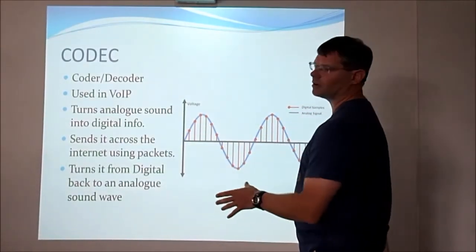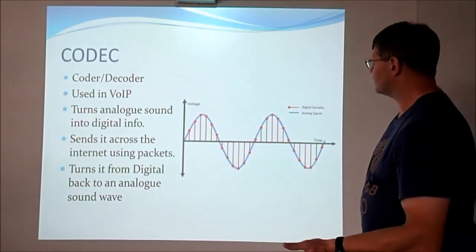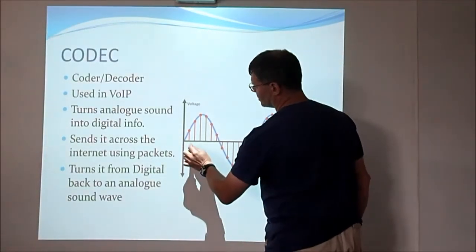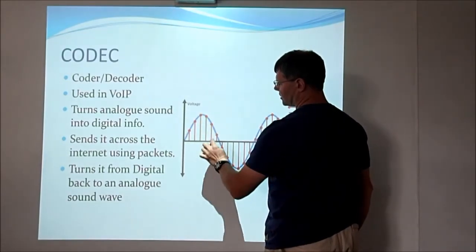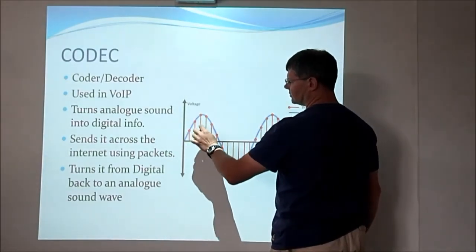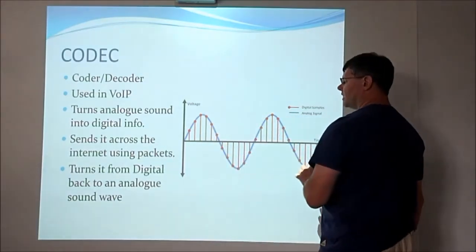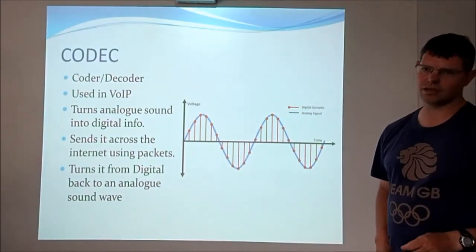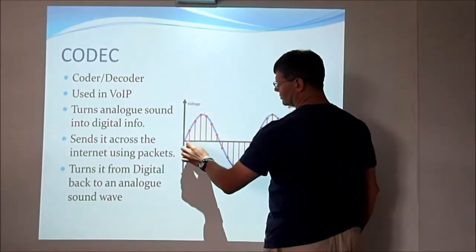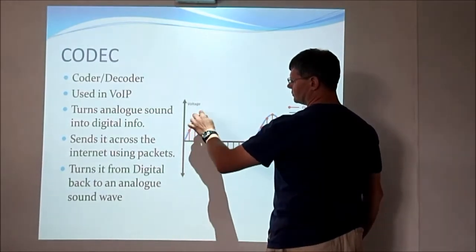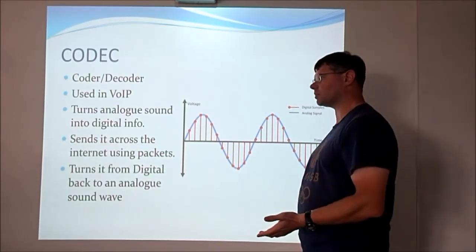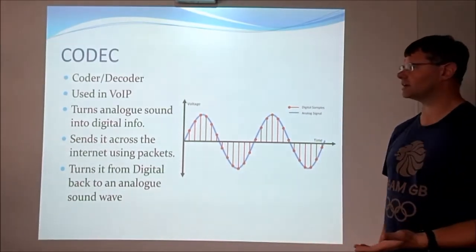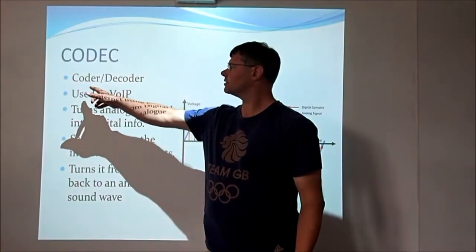Now, the computer can't do a sound wave, but what it can do is keep measuring where on the little scale that sound wave is and give each of these points a number. Then it can send all those numbers through the computer, and out the other end it can plot all these points on the graph, draw the line around the graph, and recreate that sound wave. And that's basically what a codec does. So it's a coder, decoder.